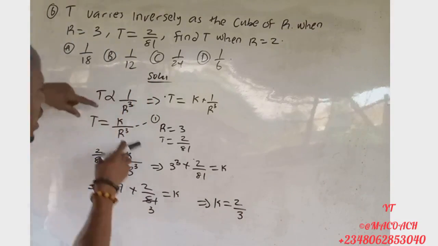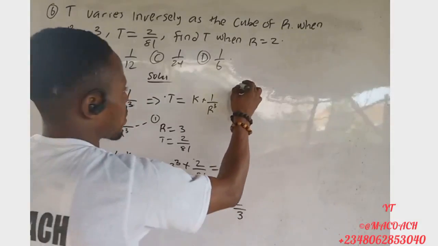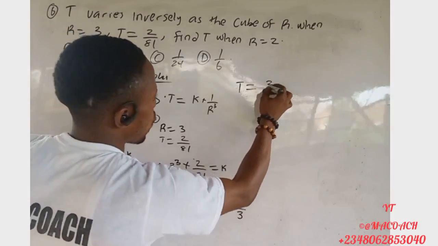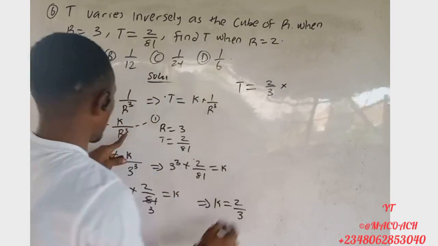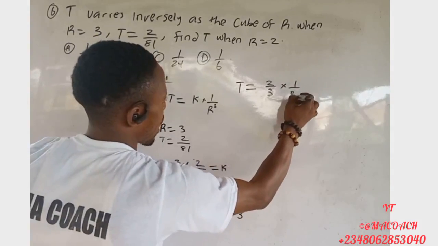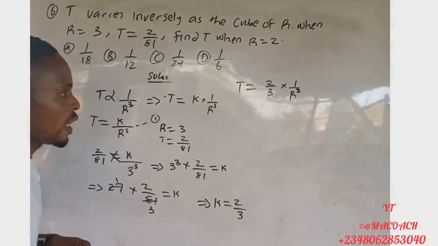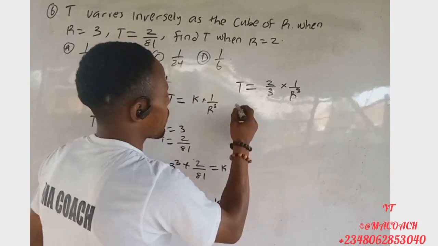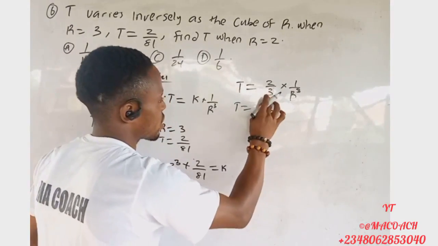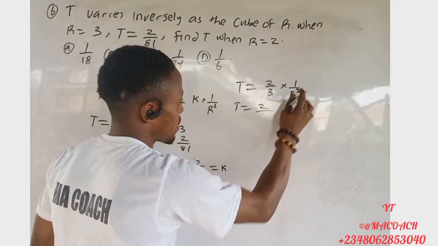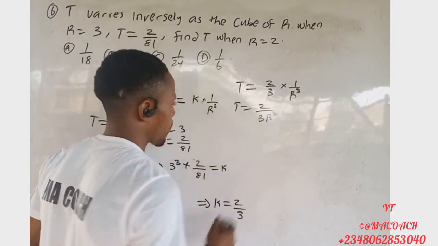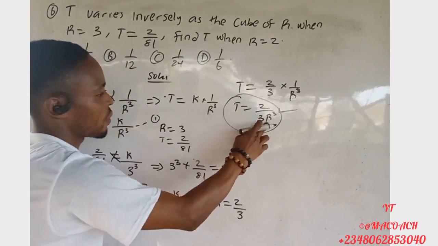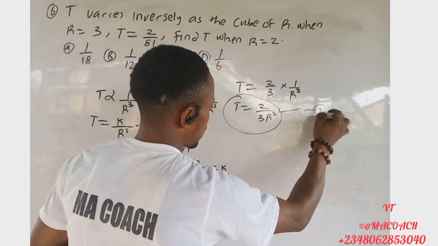So let's put it into equation 1. Now for equation 1 we have t is equal to, with k equal to 2 over 3, 2 over 3 multiplied by 1 over r cubed. If you multiply these together, that is 2 times 1. We have t is equal to 2 over 3 times r raised to the power 3. So this is the equation that connects t and r. Let's call this equation 2.